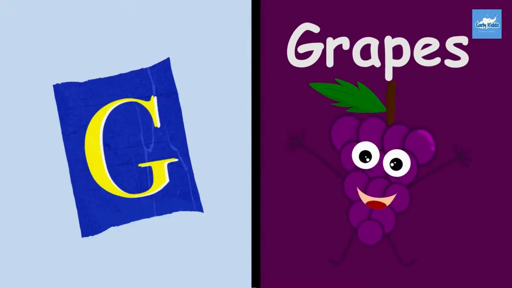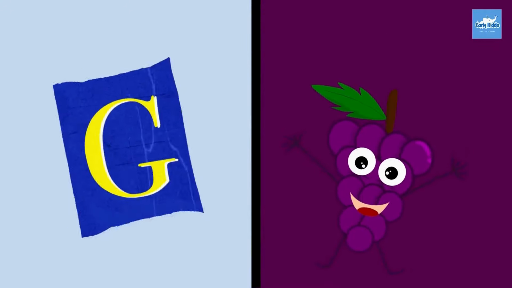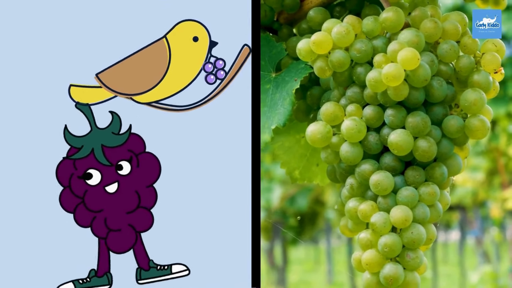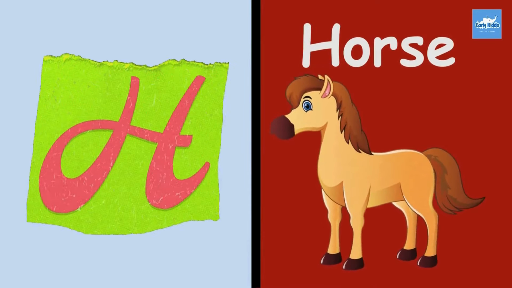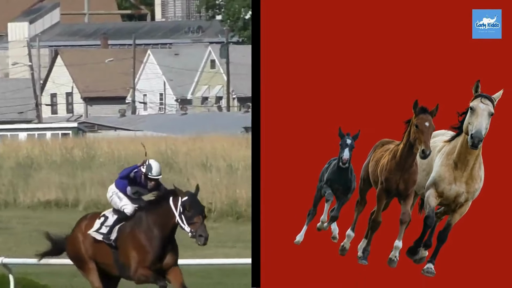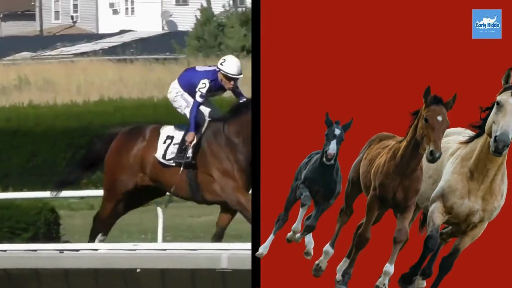G is for grapes. G, g, grapes. G, grapes. H is for horse. H, h, horse. H, horse.